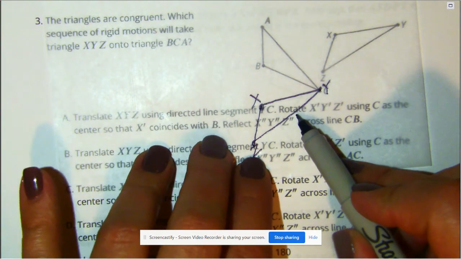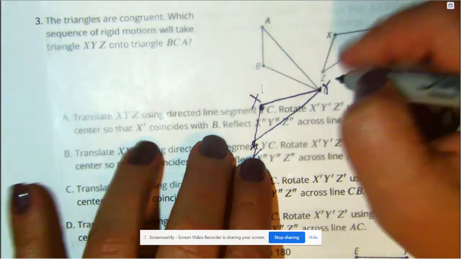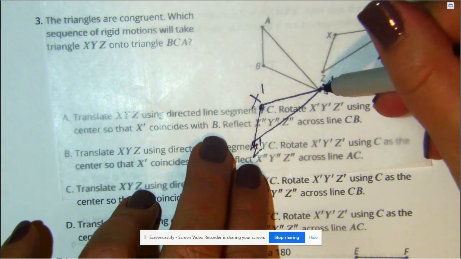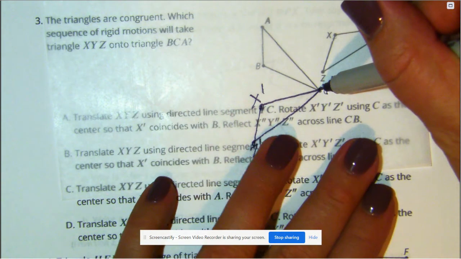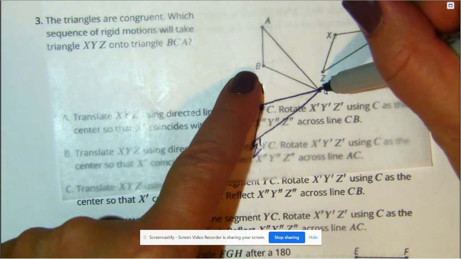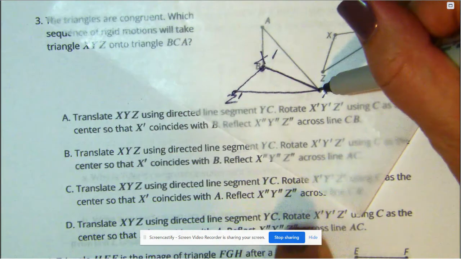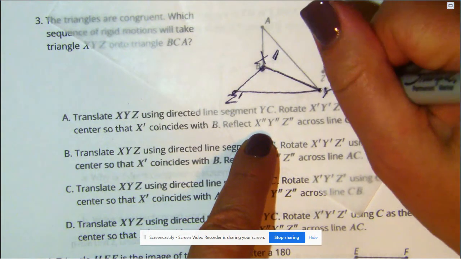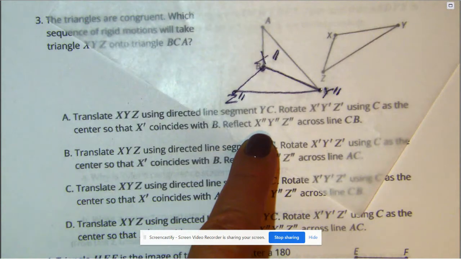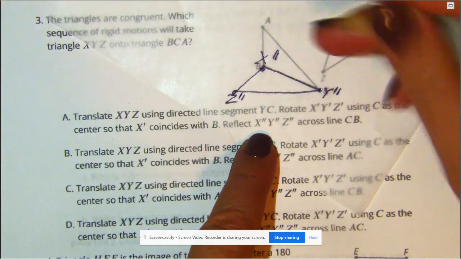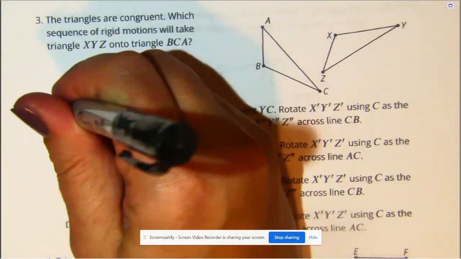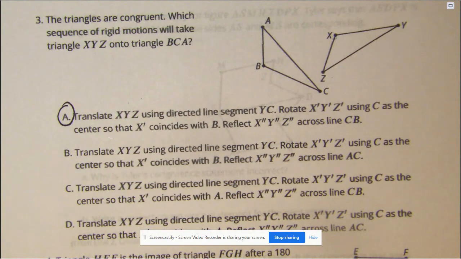Rotate X prime, Y prime, Z prime. So this now, they're saying we've moved it, so these are all primes. Using C as the center, C's right under here, so that X prime coincides with B. Boom. All right. Finally, it says reflect X double prime. They're calling this the second image, so they're putting double primes. Reflect across line CB, which is right here. Yep. Thank you, book. The first one worked. I only had to find one. Now, if that hadn't worked, then I would have gone to the second one until I found one that worked.